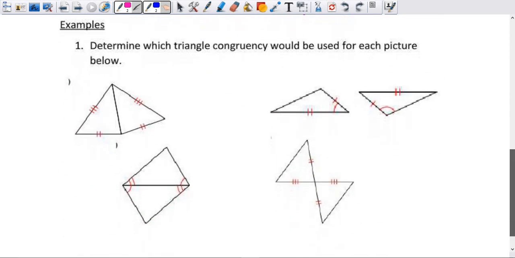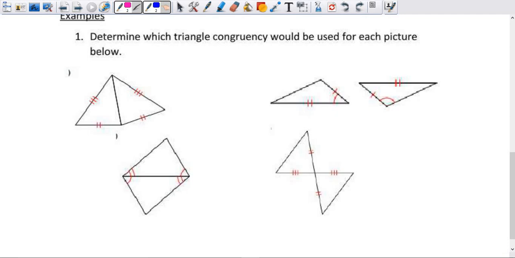So let's try some examples. Determine which triangle congruency would be used for each picture. So things to always look out for are common sides or vertical angles. So in this first picture, we can mark this common side right here as being congruent. And then I've got one side matched up on this. We've got our 2 triangles just like this. So I've got one side, then I've got those ones matched up with 2 lines, and these ones matched up with 3 lines. And since I have 3 sides, that would be side, side, side.